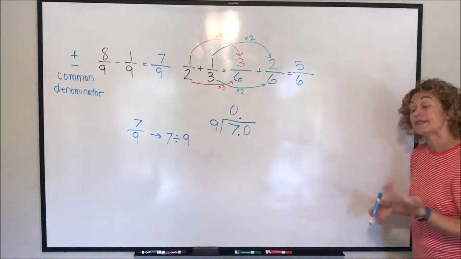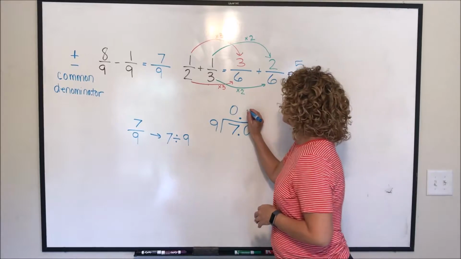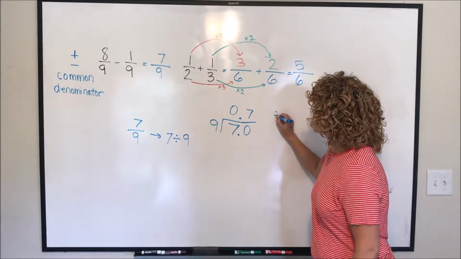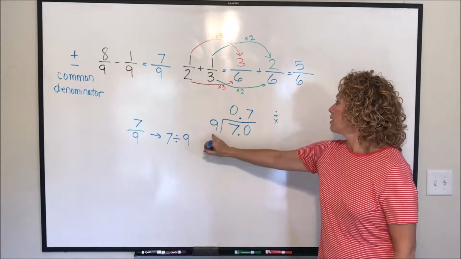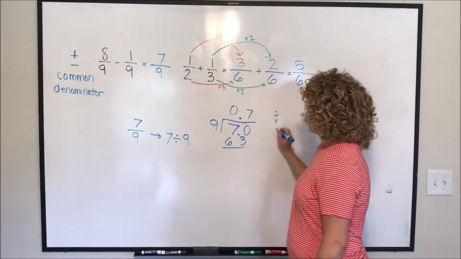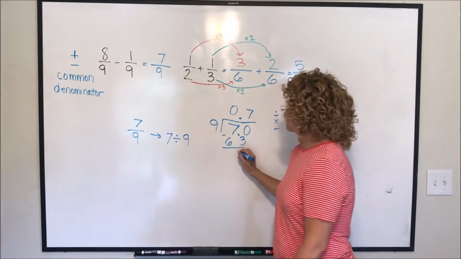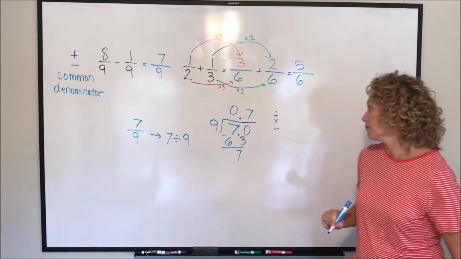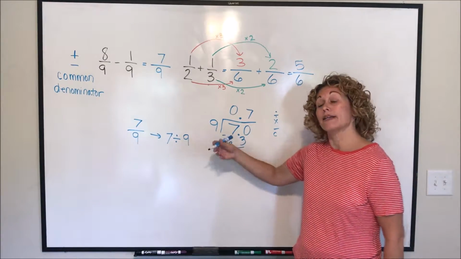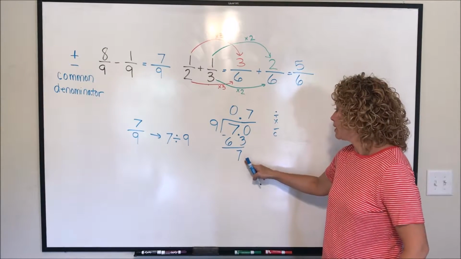Now, does 9 go into 70? Yes, it does. It goes in 7 times. That was our division step. Now we're going to multiply. 9 times 7 is 63. Now we're going to subtract. 70 minus 63 is 7. Okay. We compare. Is 7 less than 9? Yes, it is.